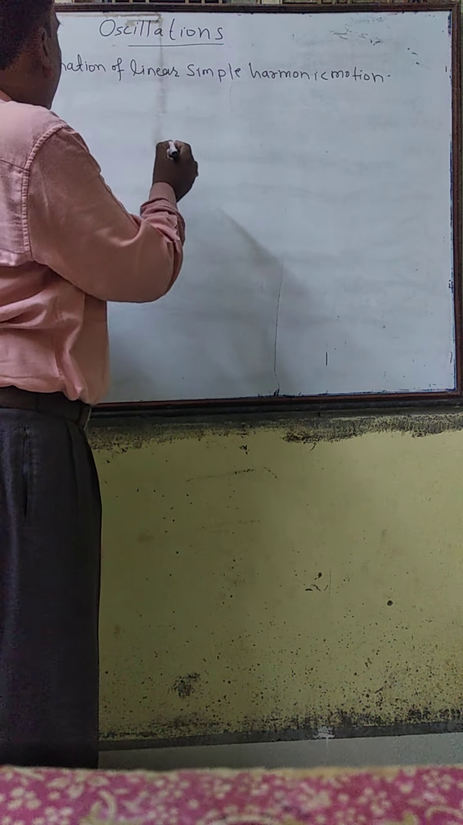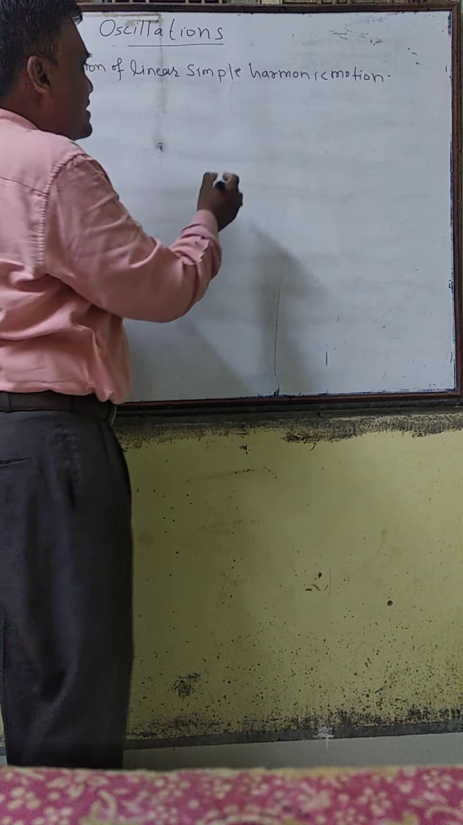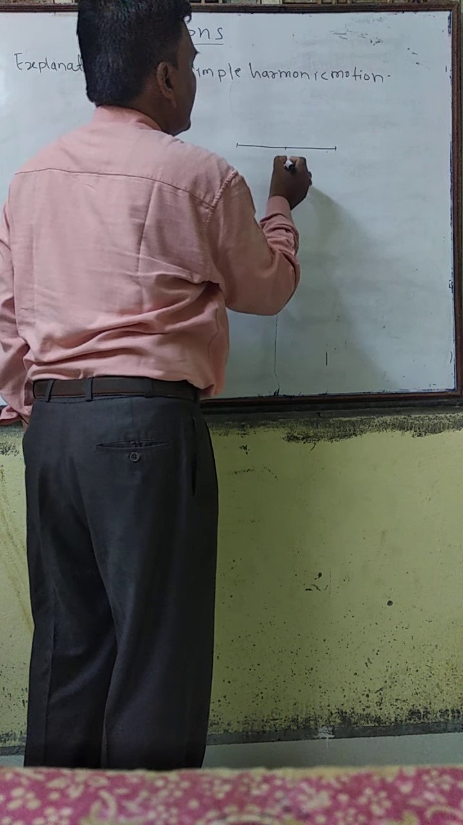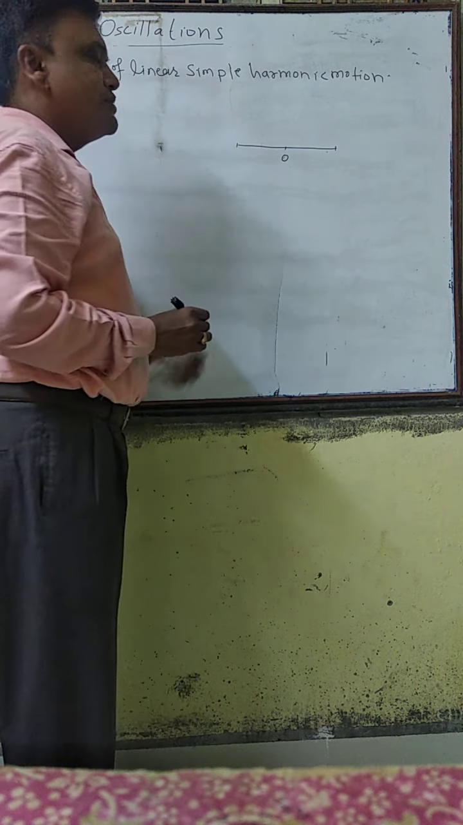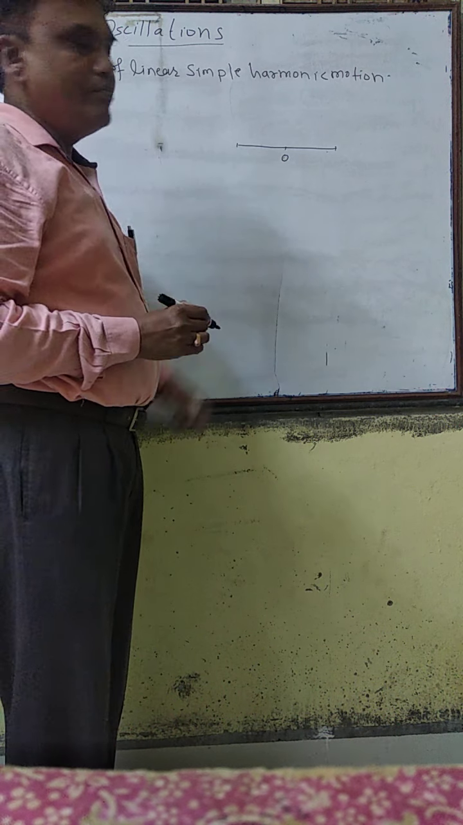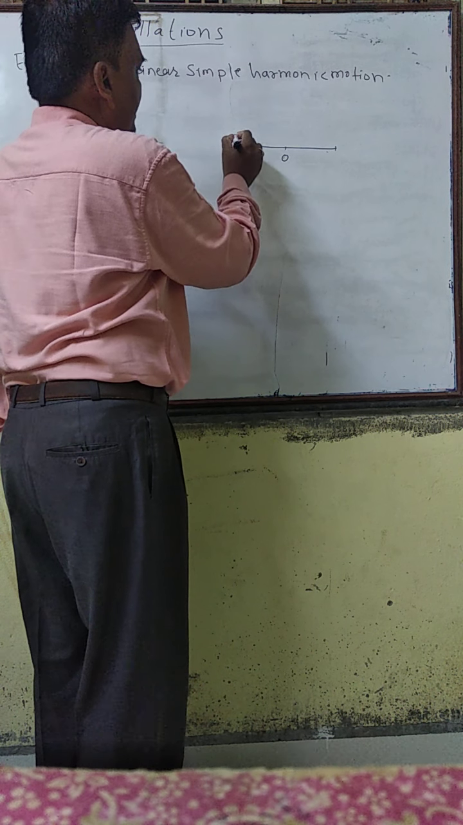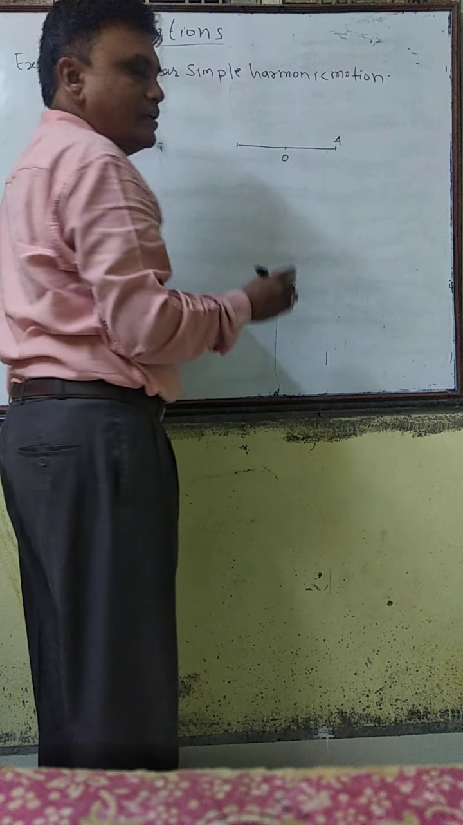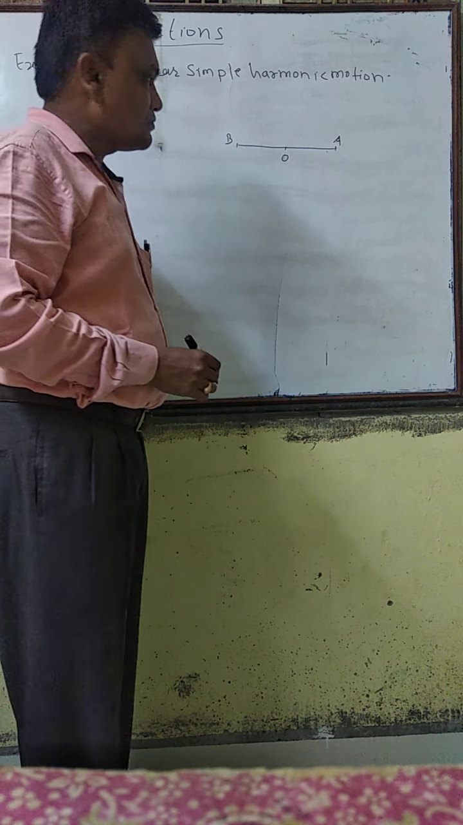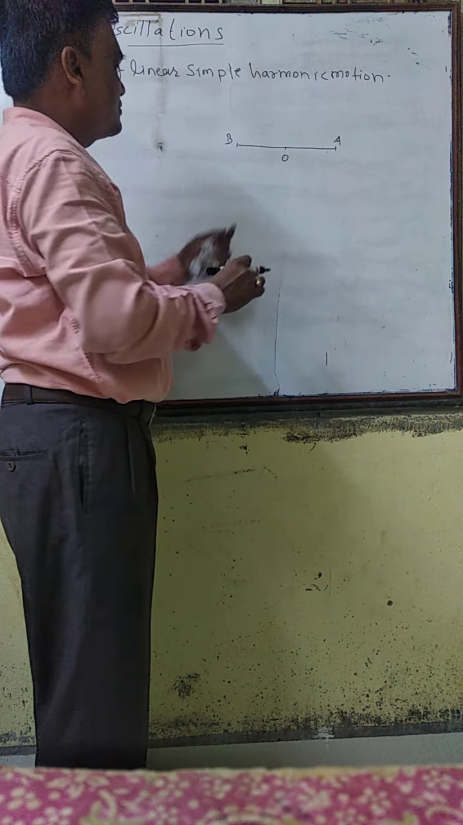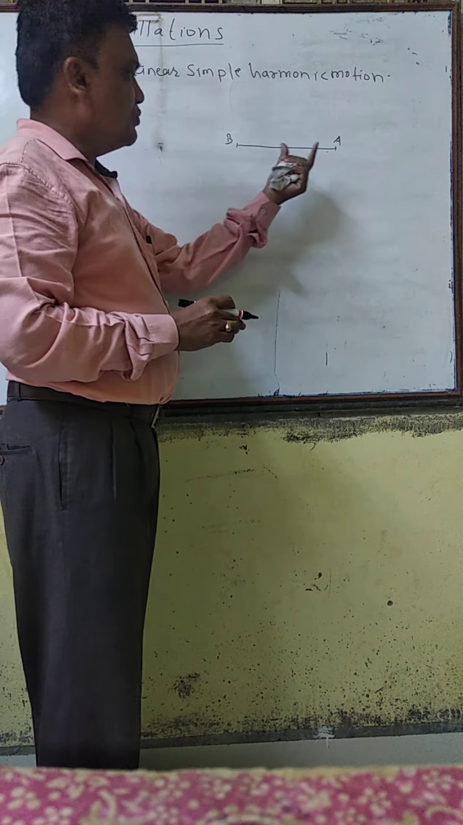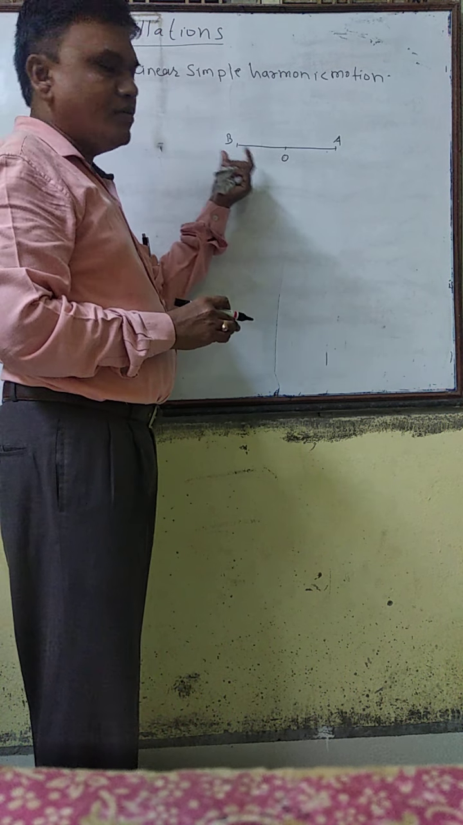So for the explanation of linear simple harmonic motion we have considered, suppose this is the path of an object to move to and fro about this mean position. O is the mean position, A is the extreme position on the right and B is the extreme position on the left. From this figure it is clear that O is the mean position, A is the extreme position and B is the other extreme position.